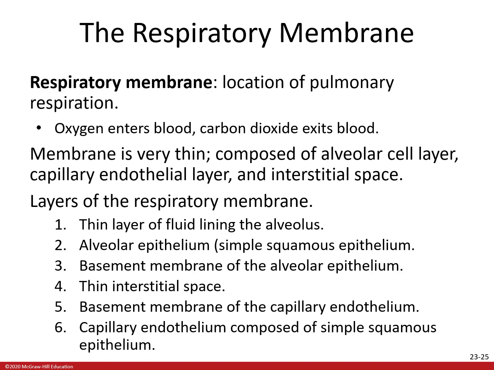So continuing on with the alveolar structure, we're going to talk about the alveolar walls and the surrounding pulmonary capillaries, which are just called the respiratory membrane. The respiratory membrane is going to be the location of pulmonary respiration. It is where oxygen enters the blood and carbon dioxide exits the blood and into the lungs to be expired. The membrane is going to be very, very thin and composed of alveolar cell layer, capillary endothelial layer, and interstitial space.